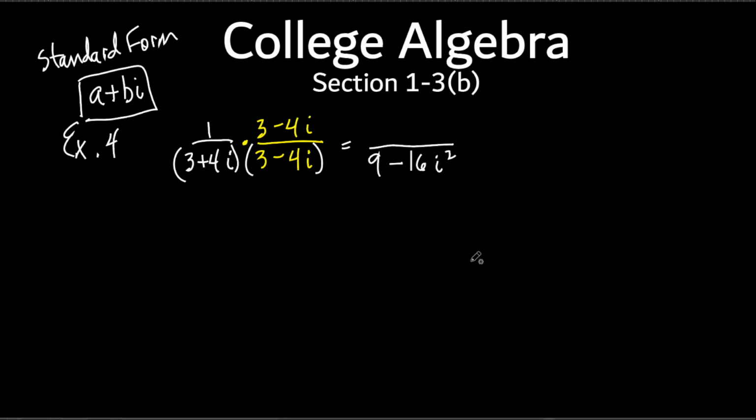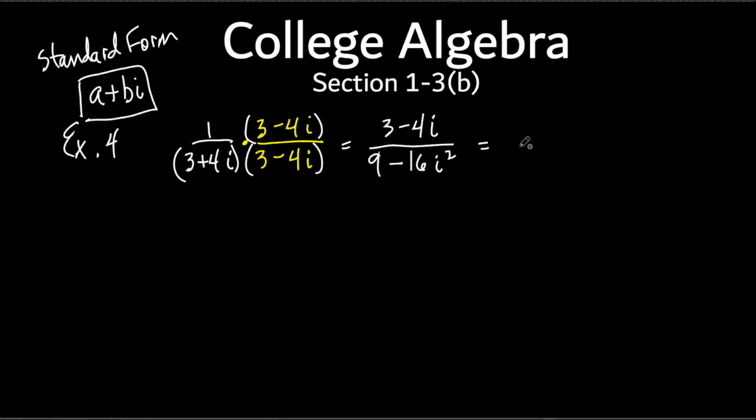The more you do these, you might be able to go right from this to the finished answer in your head. I'd be okay with that if you can do it. But I'm showing you all the steps right now, since we're kind of new at it. Now, what about the top? I'm going to multiply the top together too. Well, that's easy. That's 1 times 3 minus 4i, which gives you just 3 minus 4i.